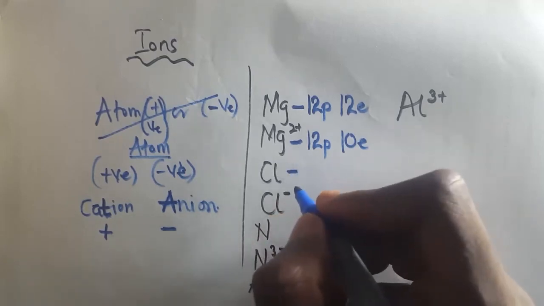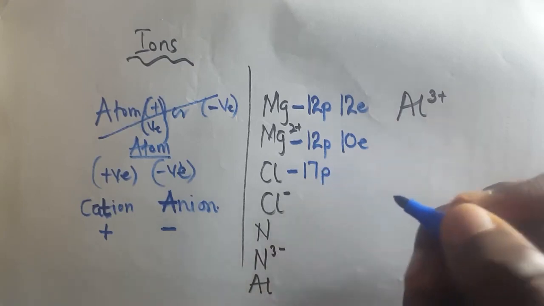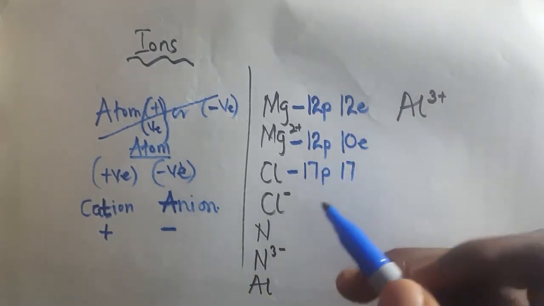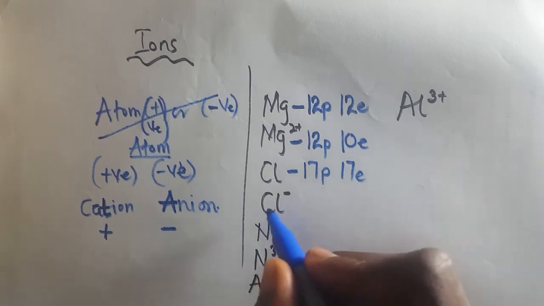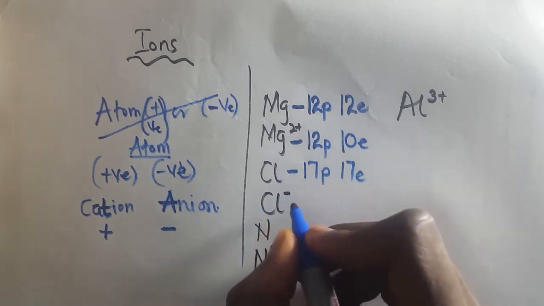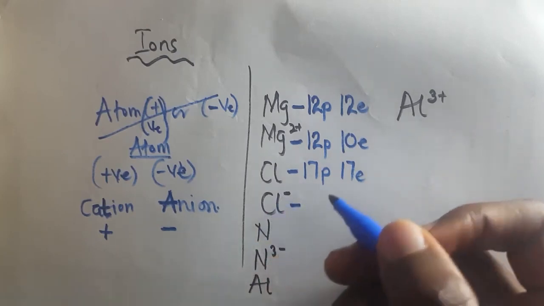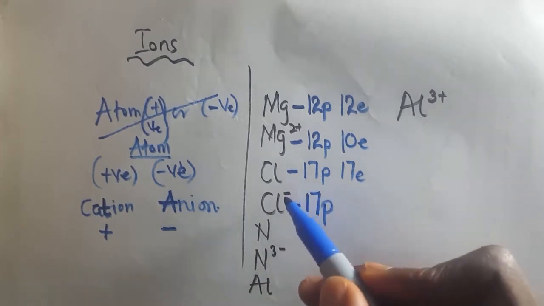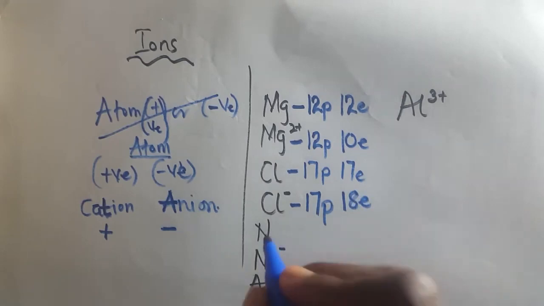Chlorine is the 17th element. So 17 protons, and 17 electrons since this is neutral. Now you can pause the video and then try the rest. Okay, so continuing, we'll have chlorine with a minus. This minus here is -1. So you are going to have 17 protons. As I said, proton number does not change. Minus over here means that you've added 1 electron, so 18 electrons.